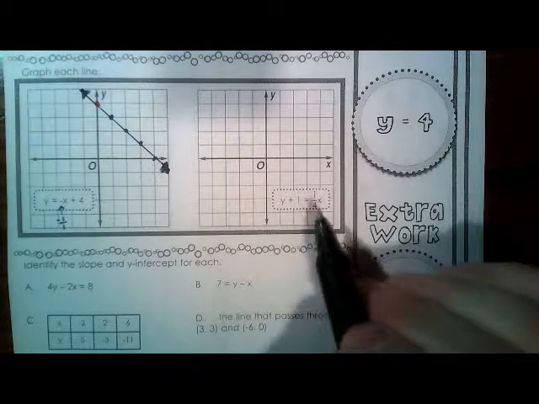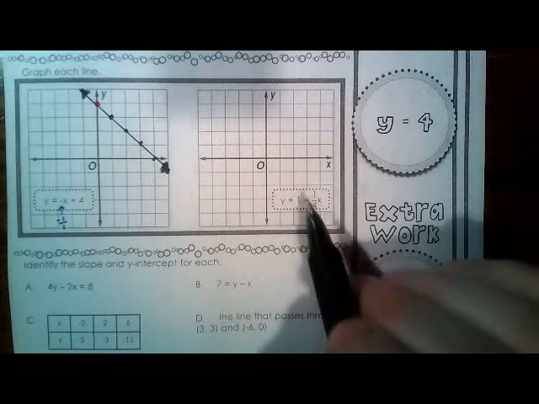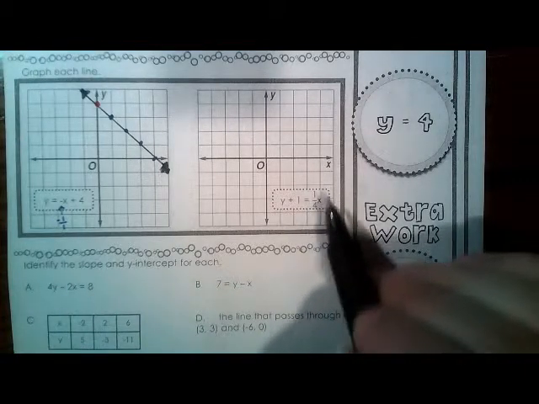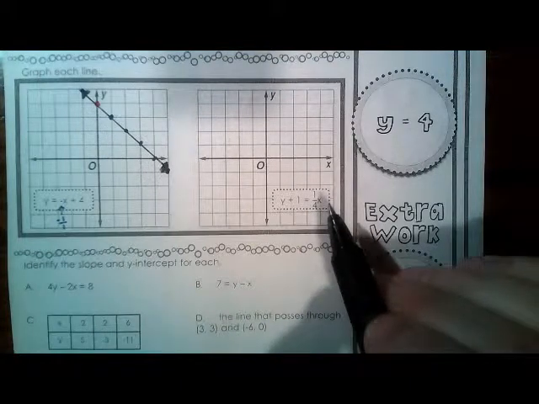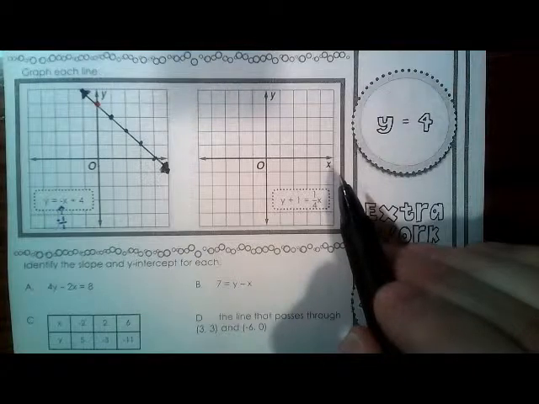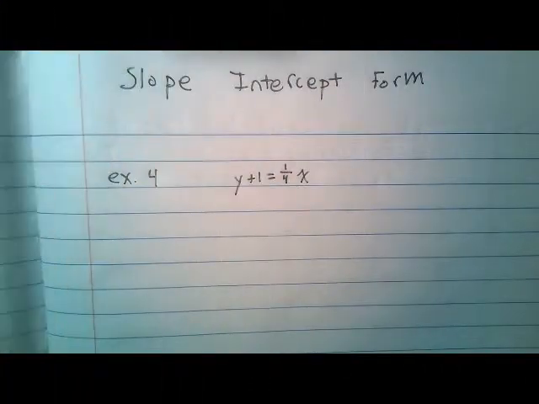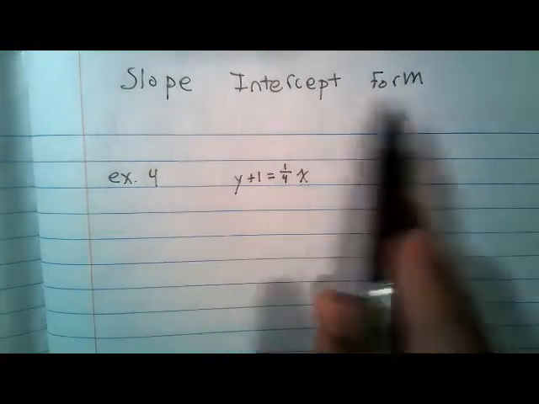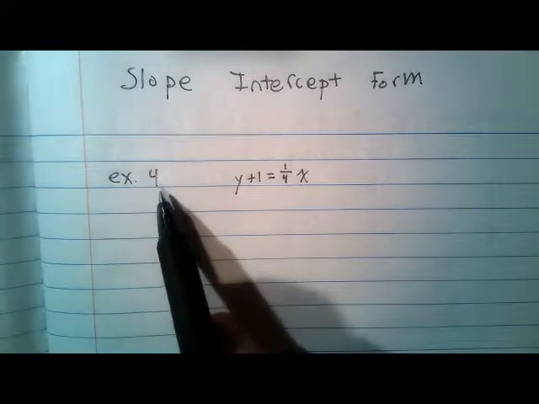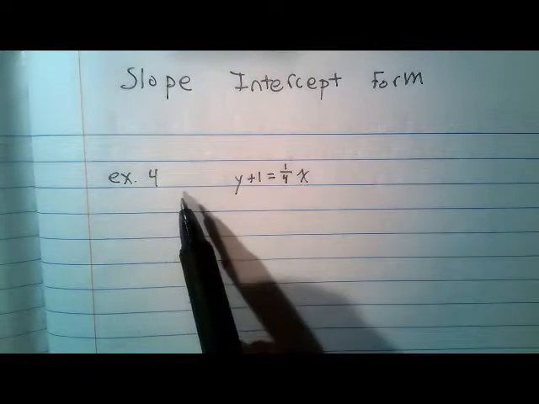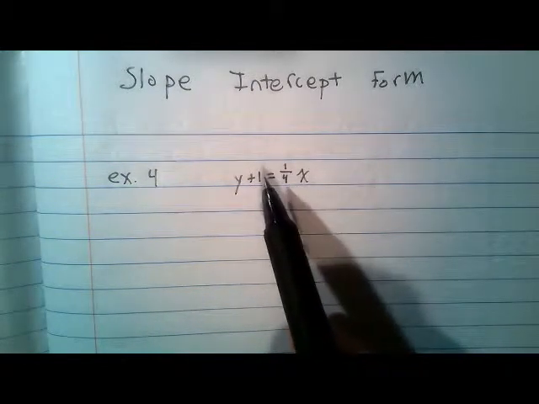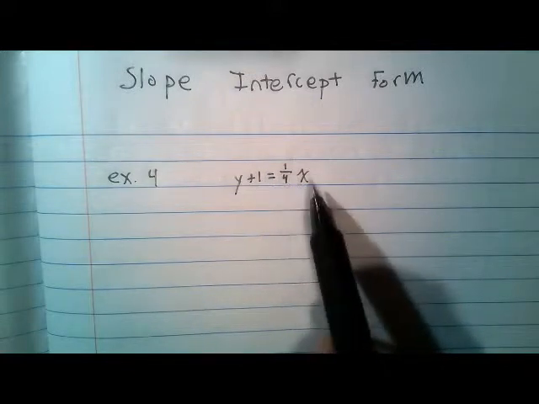So what we're going to do is we're going to set aside this doodle notes handout, and you're going to go into your interactive notebooks just to use some blank space. So why don't you pause the video while you get that ready. So the entry is slope-intercept form, and inside that entry we're going to put example 4. That's the fourth problem that we're doing in that back page. And here's our problem. It's y + 1 equals 1/4 x.